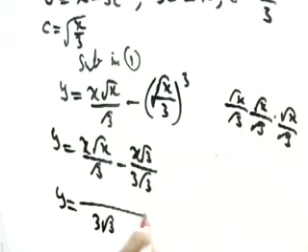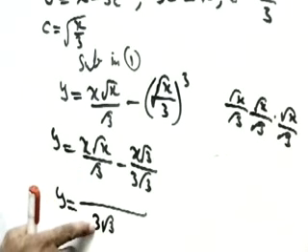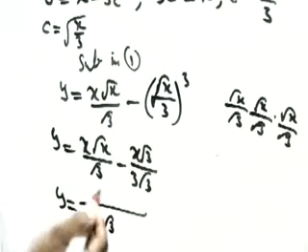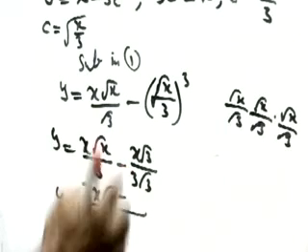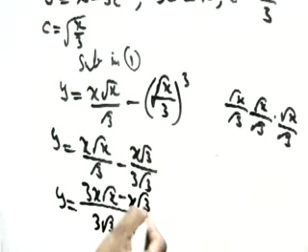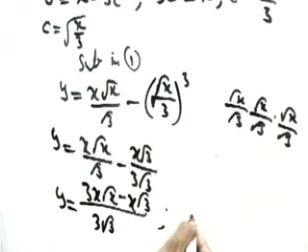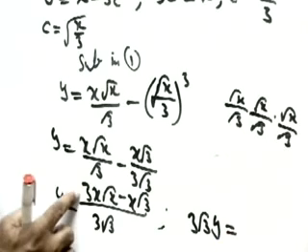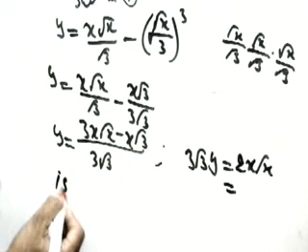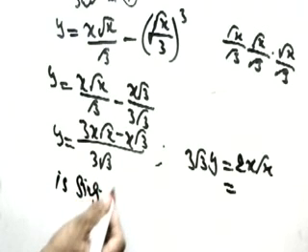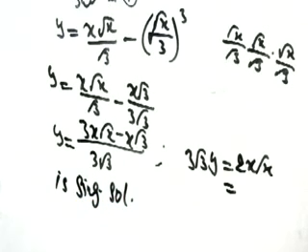y equals, LCM will be 3 root 3. Root 3 and root 3 will get cancelled. What is the value? 3 into x root 3 will be 3x root x, minus. This is same, so this will be x root x. So bring this here. Therefore 3 root 3 y equals 3x root x minus x root x, which will be 2x root x. So this equation is called the singular solution.